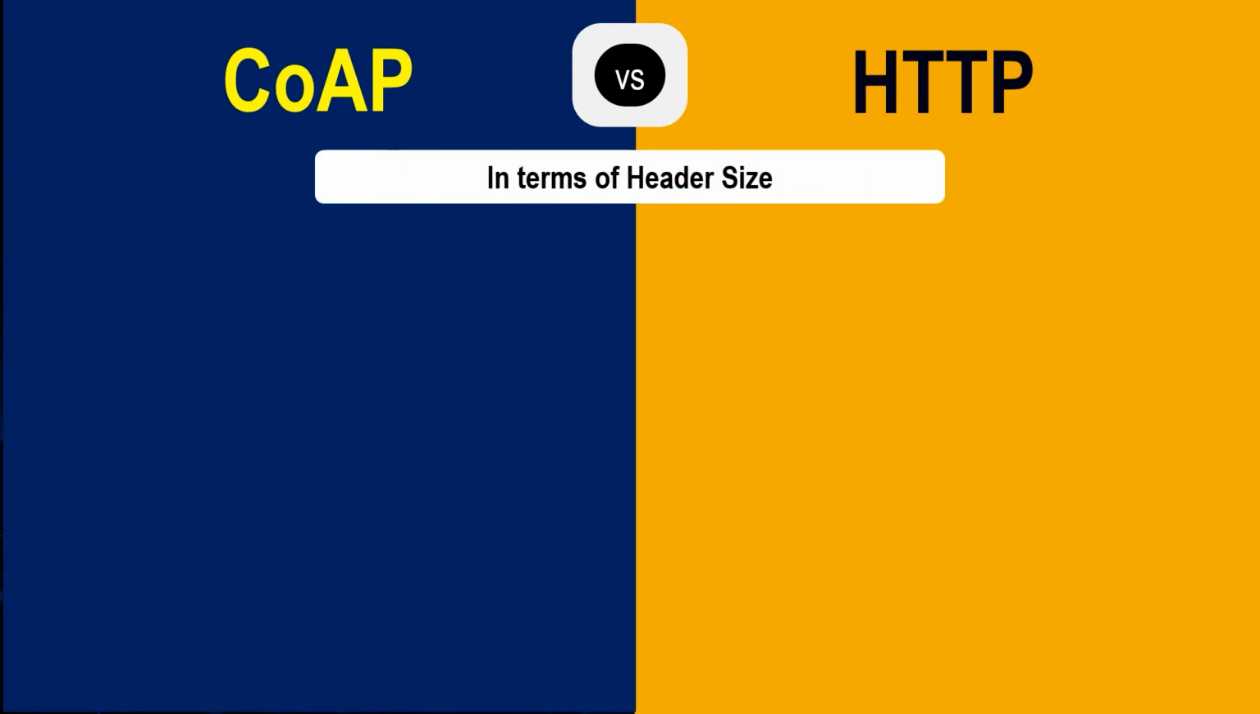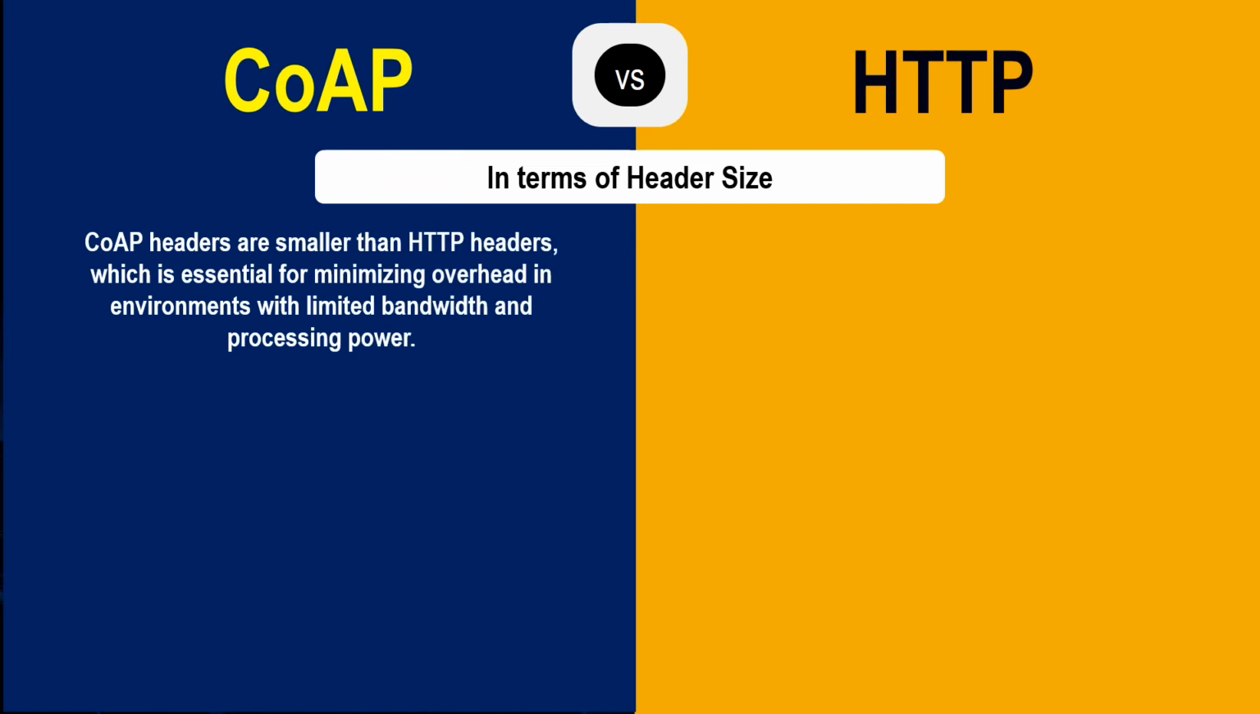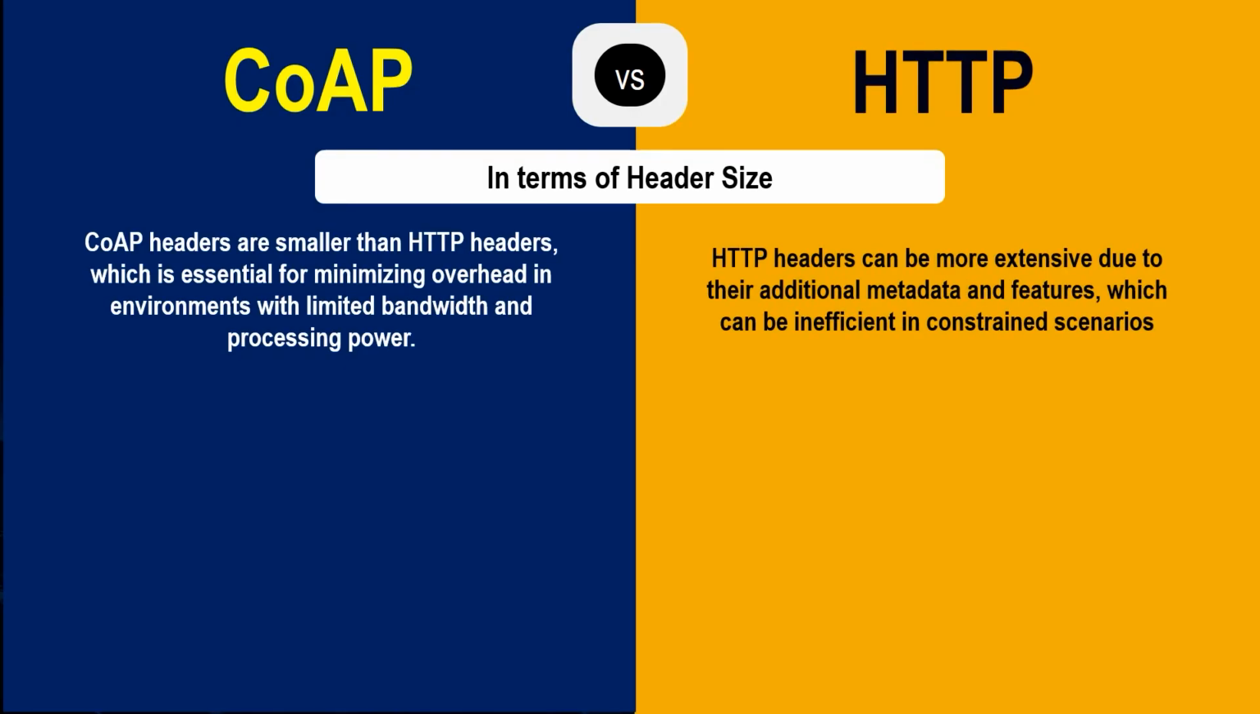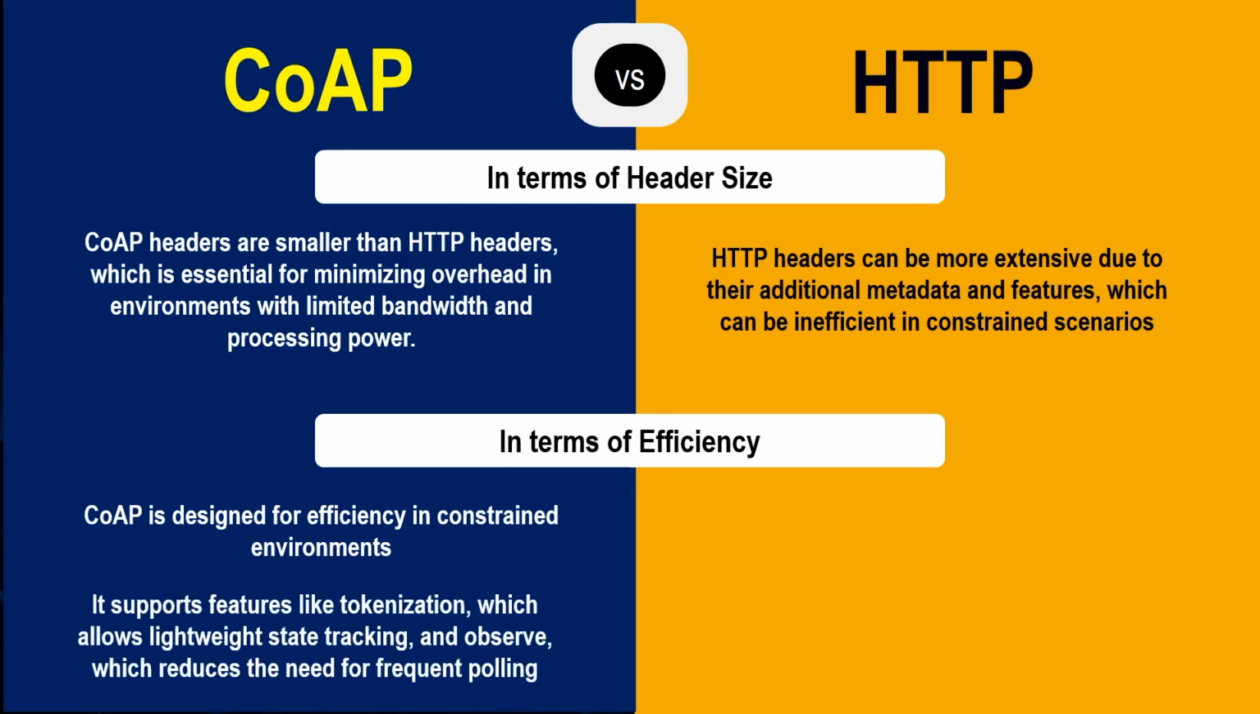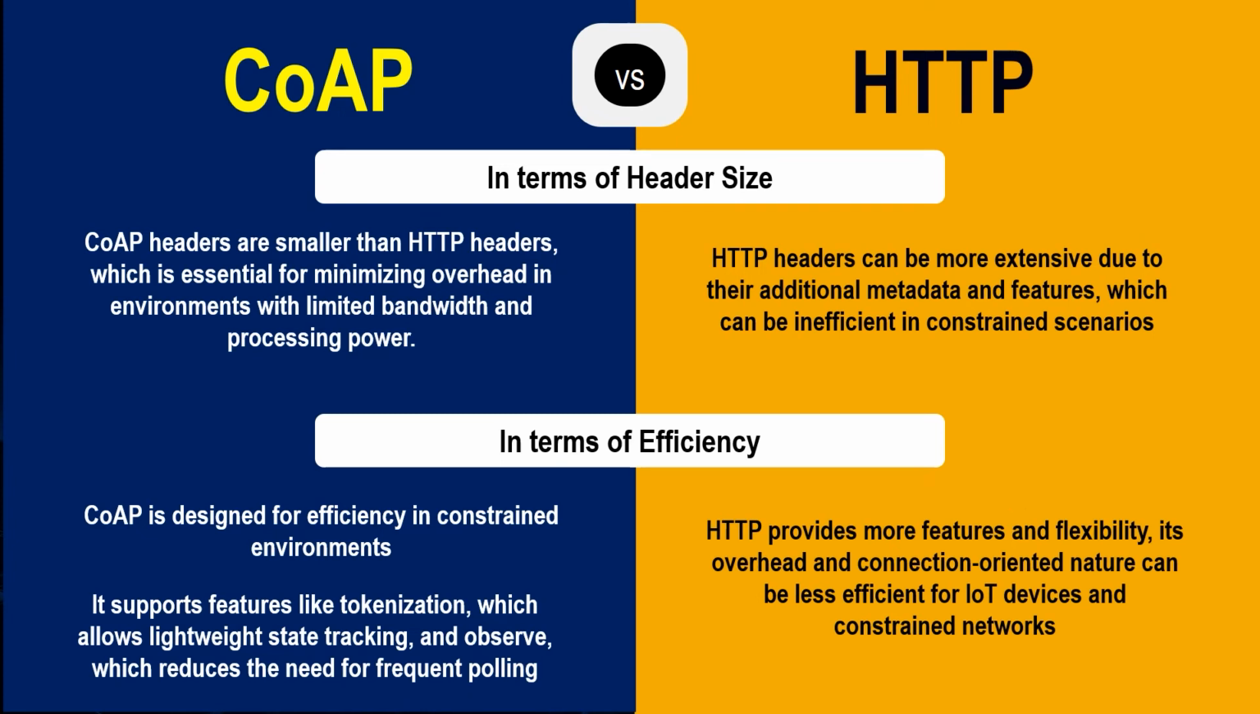Now in terms of header size, CoAP headers are smaller than the HTTP headers, which is essential for minimizing overheads in environments with limited bandwidth and processing power. HTTP headers can be more extensive due to their additional metadata and features, which can be inefficient in constrained scenarios. In terms of efficiency, CoAP is designed for efficiency in constrained environments. It supports features like tokenization, which allows lightweight state tracking, and observe, which reduces the need for frequent polling.